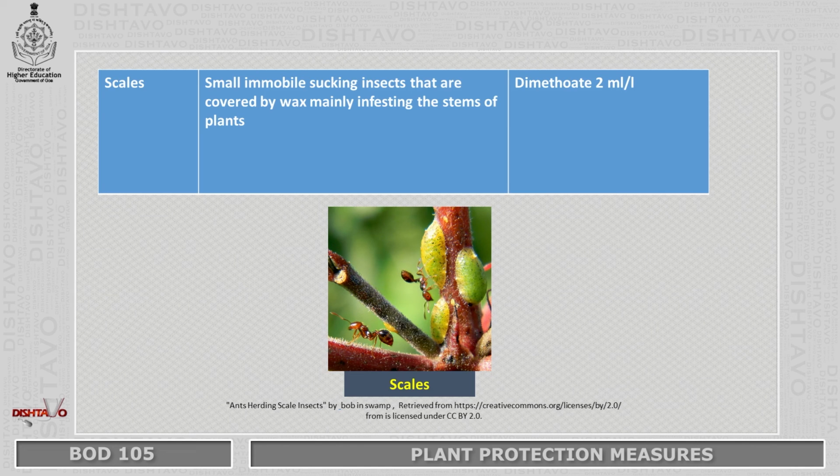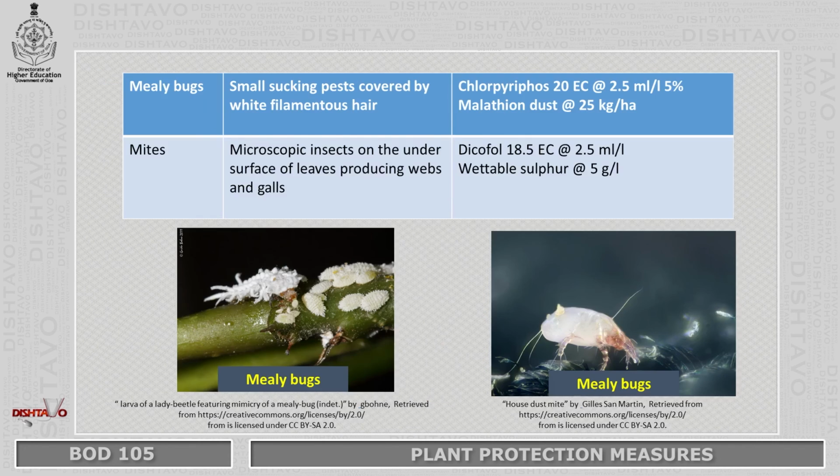Scales. You might have observed a lot of scales on the young plants. Small, immobile, sucking insects that are covered by wax, mainly infesting the stems of plants. Here you can use dimethoate 2 ml per liter.